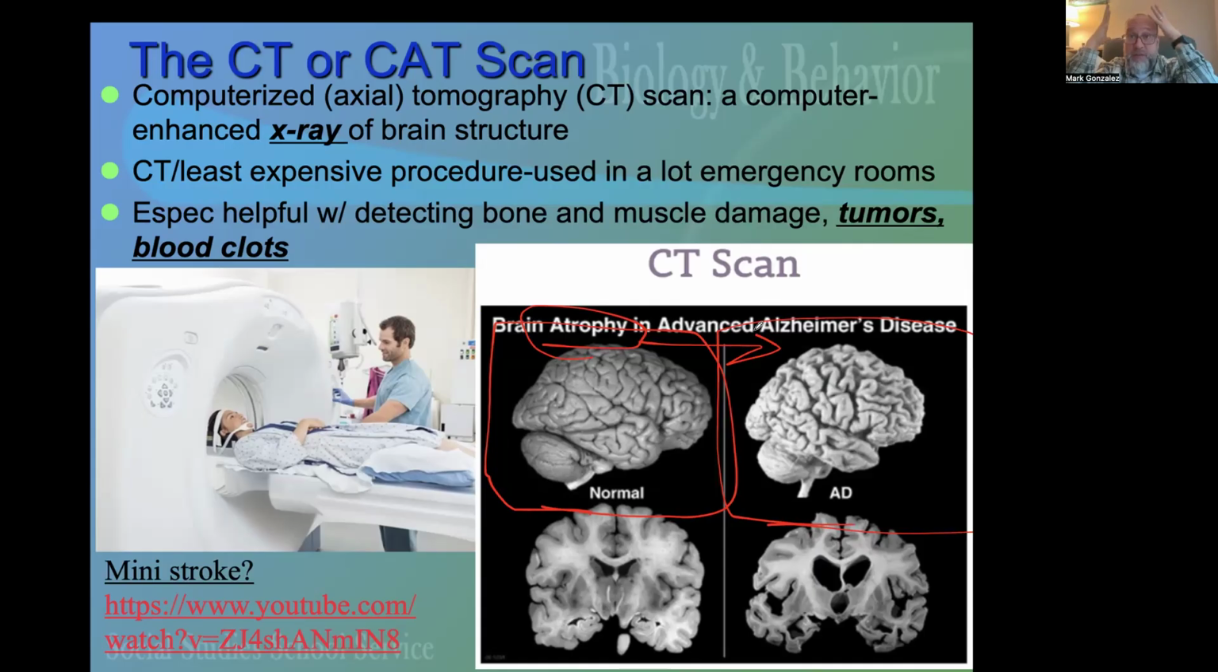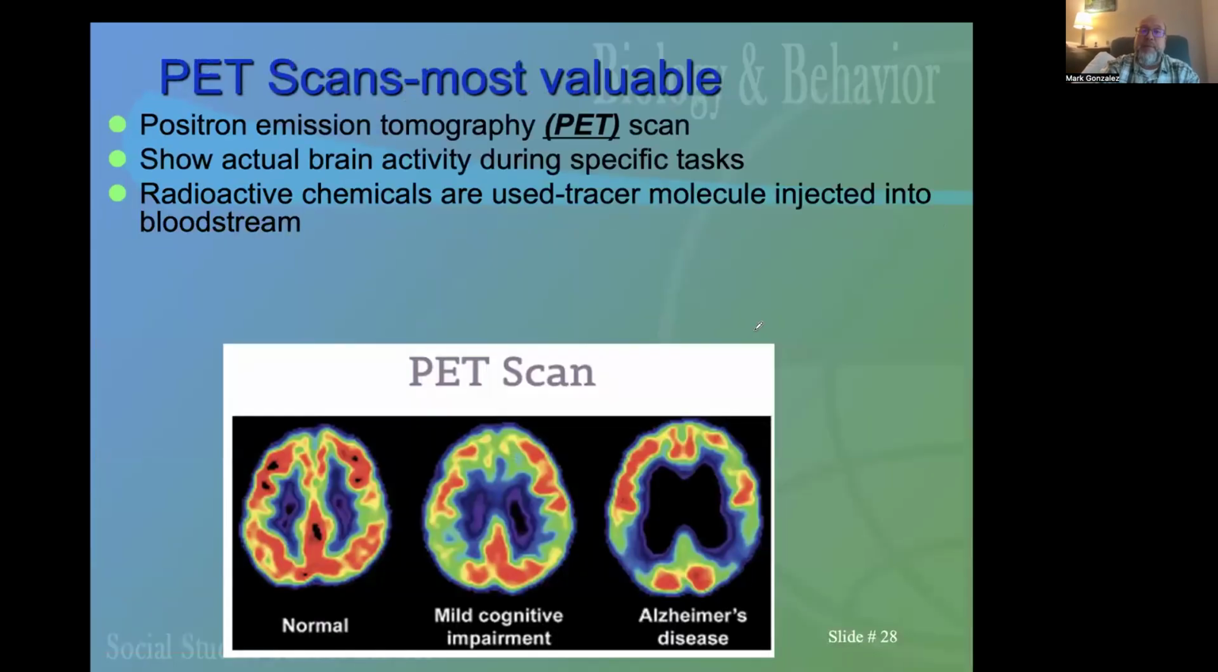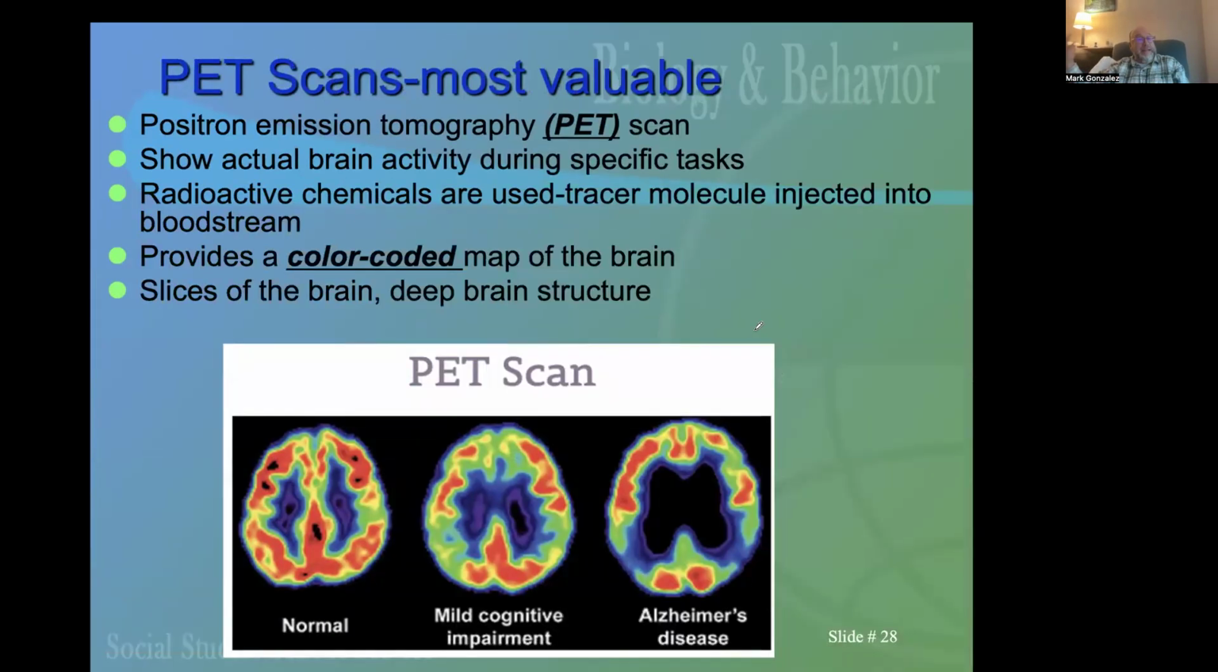There's a developing of atrophy, and people are trying to find a cure for Alzheimer's disease. How do we grow brain tissue back? Or how can we reverse the atrophy that's happening in the brain? There's a lot of study on this being done today. And PET scans are probably the most valuable for showing actual brain activity when people are doing specific tasks.